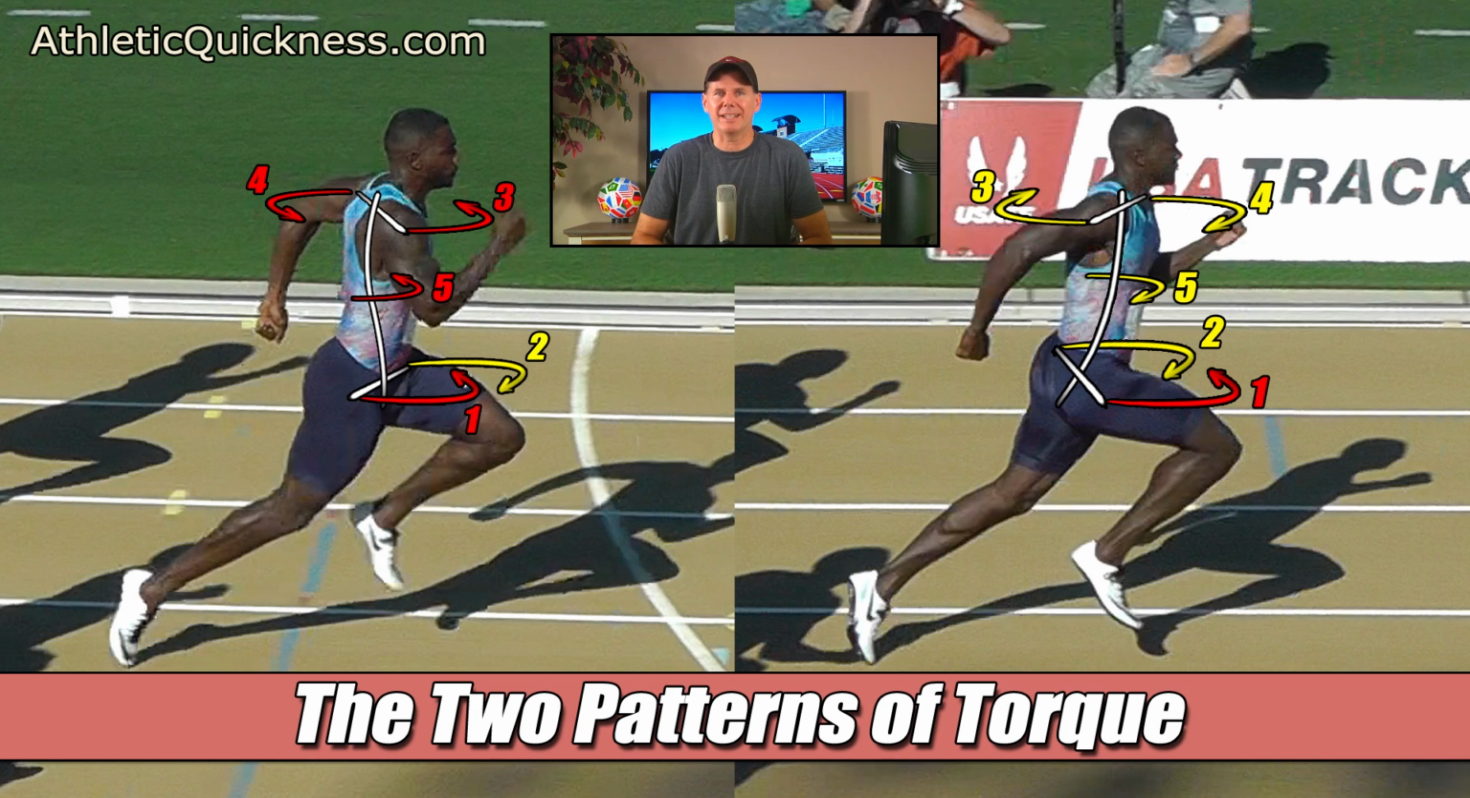Before moving on to our next athlete, I want to provide you with a quick reminder that these are the 2 and only 2 patterns of torque an athlete can be in when they run. So again, there are only 2 choices and you are looking at them.